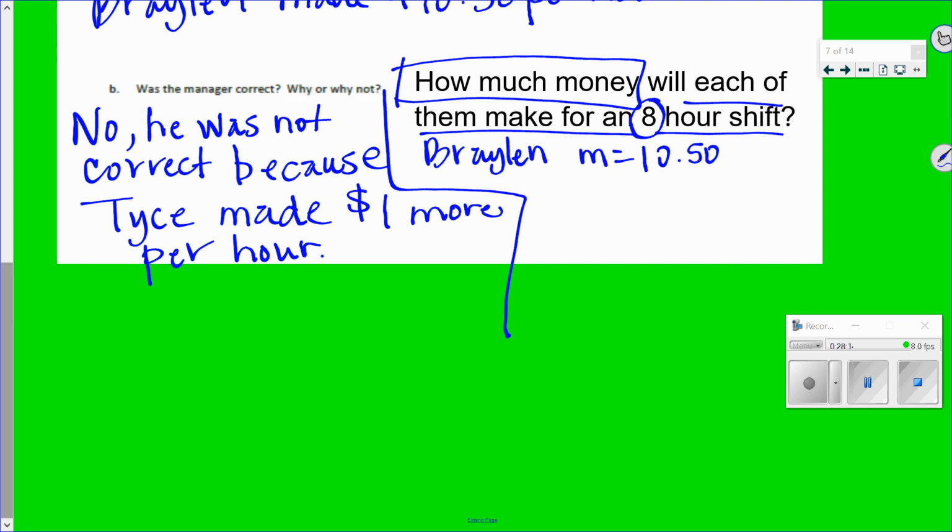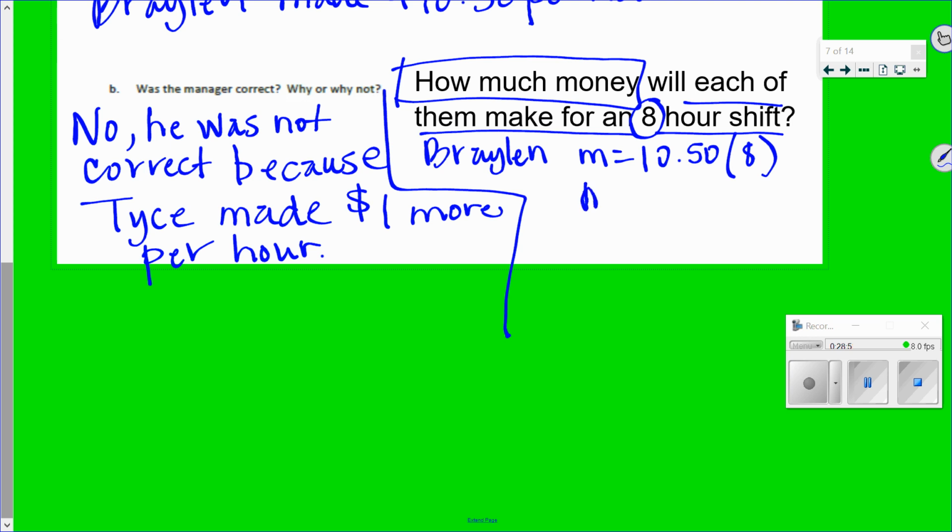How many hours do we want to know? How many hours, guys? 8 hours. So I can put my little 8 right here. That means I multiply 1050 times 8. What is that going to give me? What times what? 1050 times 8. What does that give me, Mark? $80.50. 1050 times 8. What does it give you, Chanel?